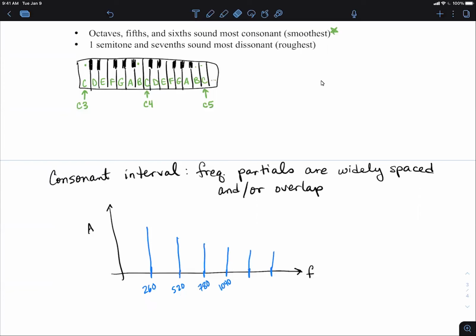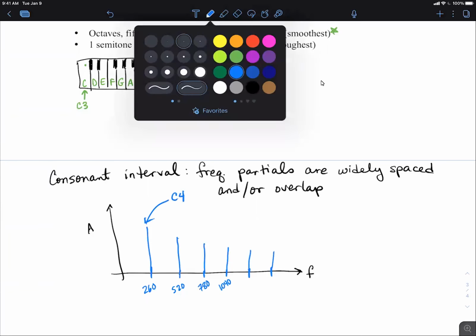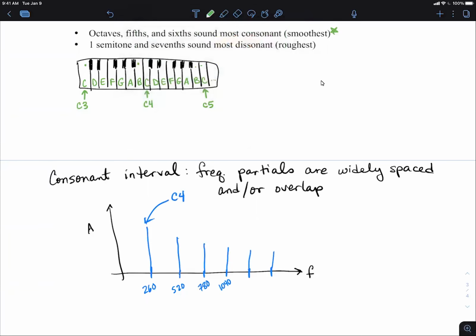So that blue one would be C4, a periodic signal with a fundamental of C4. Now, if I do C5, I'm going to draw these next to each other, but pretend they're at the same frequency. C5 would have its fundamental an octave above, so a ratio of 2 to 1, and then its first partial would be twice that, and then 4 times that. So for C5 and C4, or the octaves, all the partials line up.